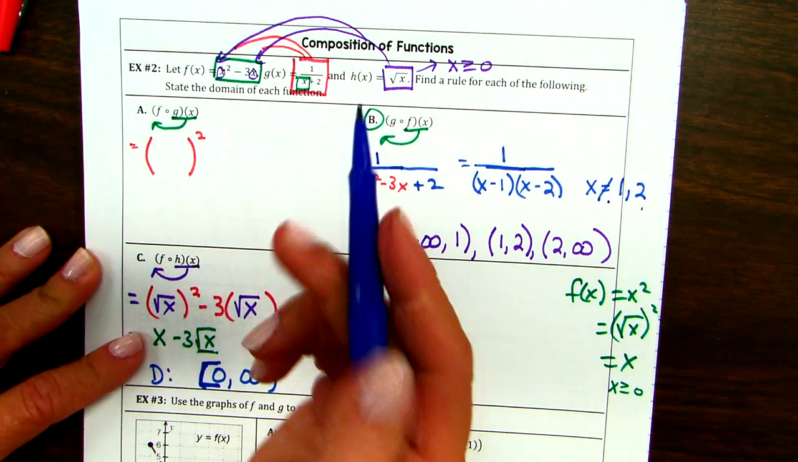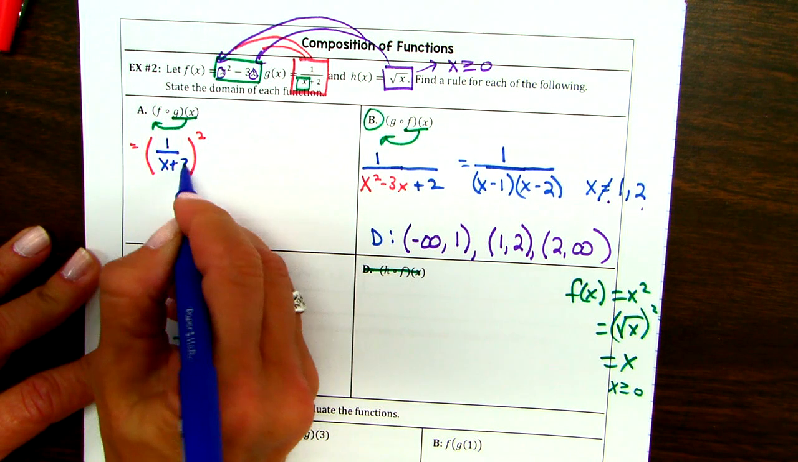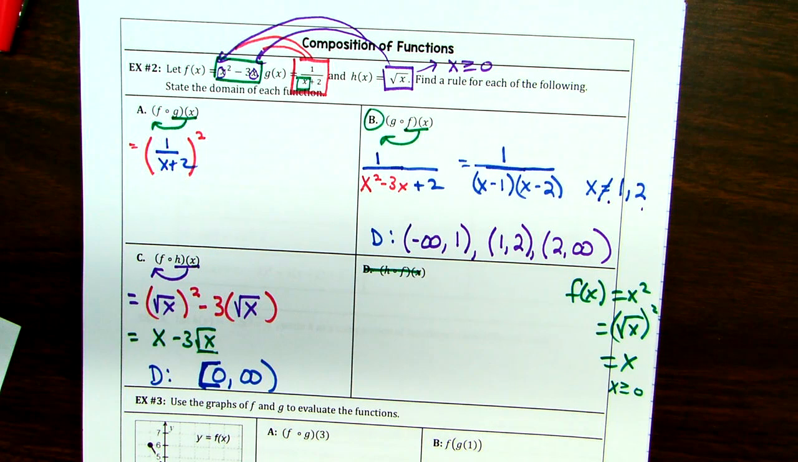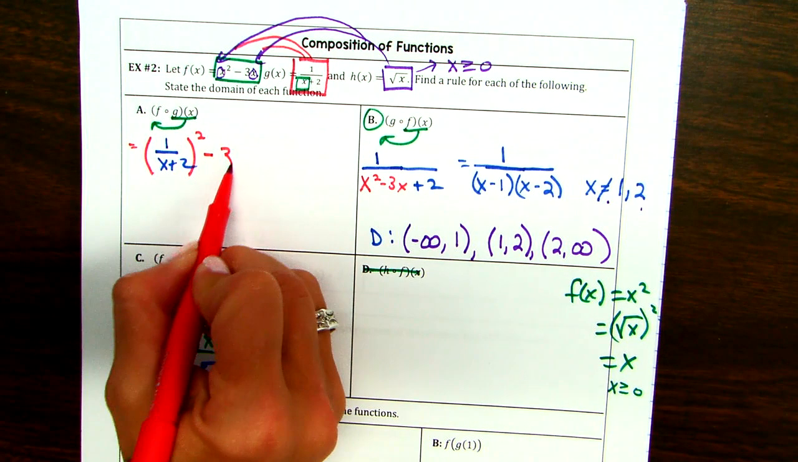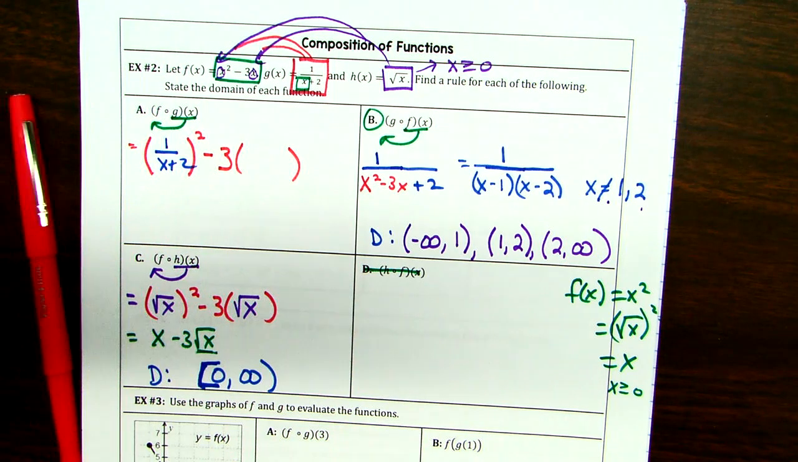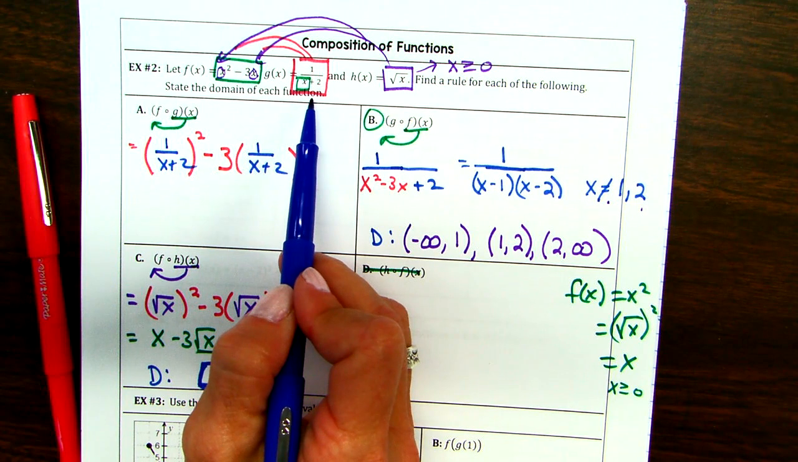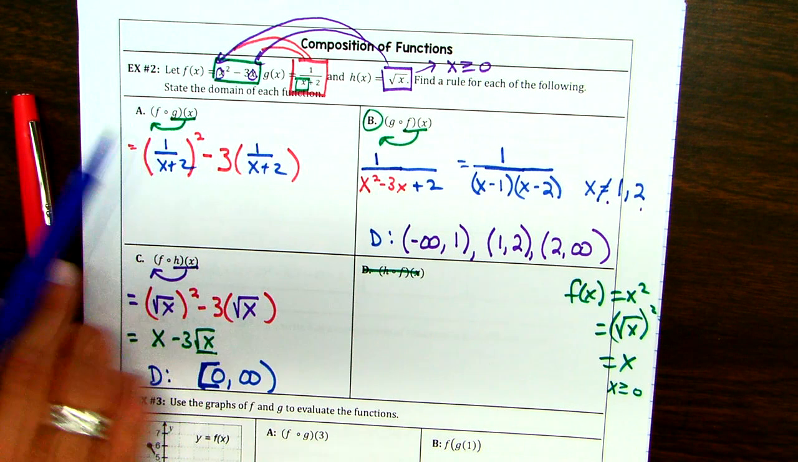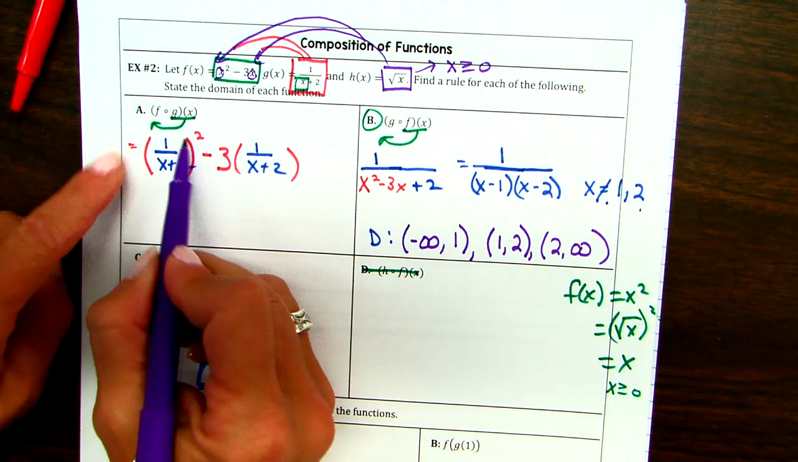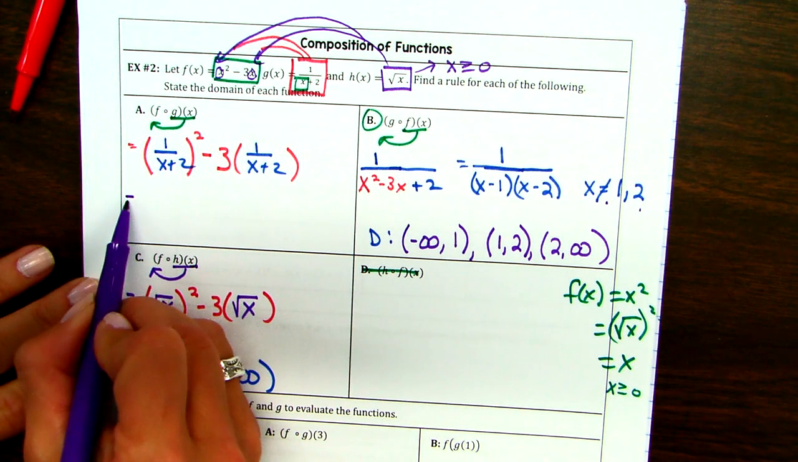1 over x plus 2, and then minus 3 times that fraction. Okay, so I just plugged 1 over x plus 2 in for x and x. Yeah, I see why you did it. Okay, so when you square a fraction, you square the numerator and the denominator. So I do 1 squared, I get 1.